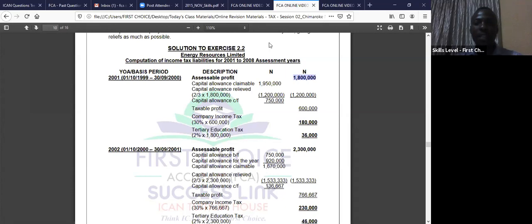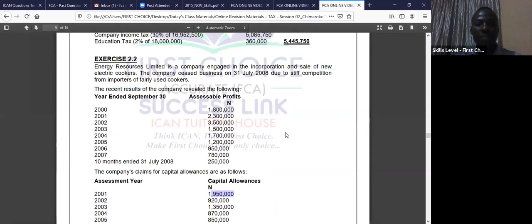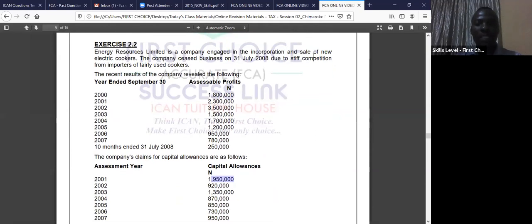Now, what is our capital allowance? Our capital allowance is 1,950,000. But look at the business. They said they are into the sale of new electric cookers. So they are not an agricultural business, neither are they manufacturing. They are just sales. So the restriction applies to them.